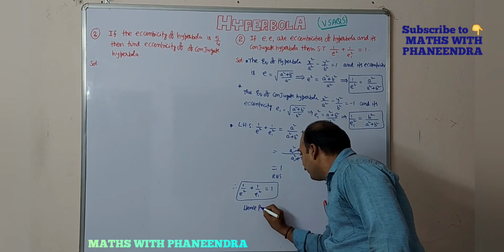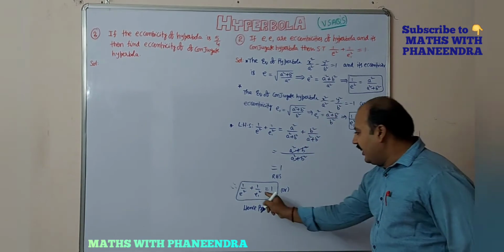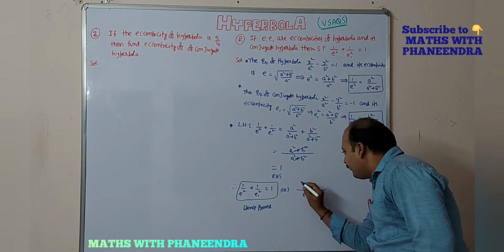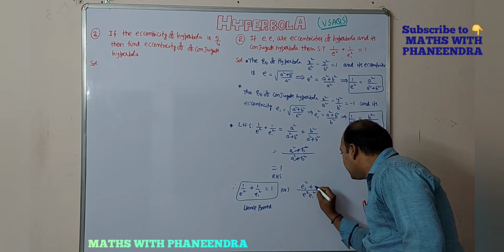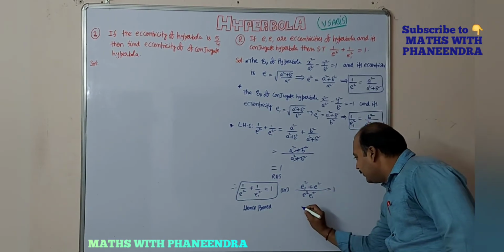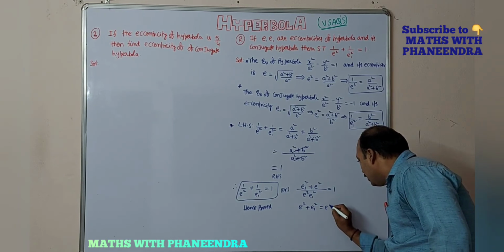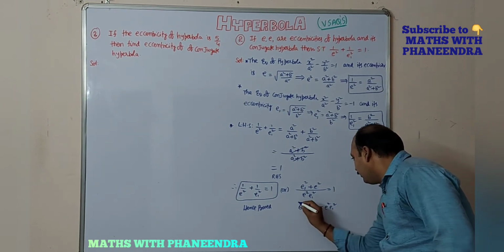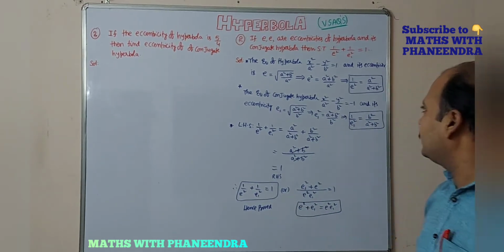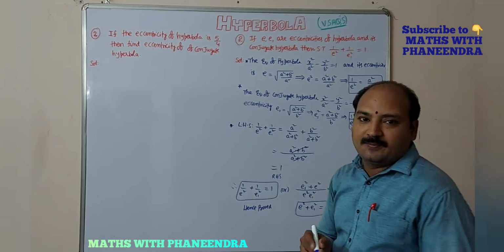Or we can write this result by taking the LCM here, E square E1 square. So E1 square plus E square is equal to 1 over E square E1 square. If you do the cross multiplication, E square plus E1 square is equal to E square E1 square. Both the results are the same. I hope you understand it, students. Based on this concept, we are going to do question number 3.